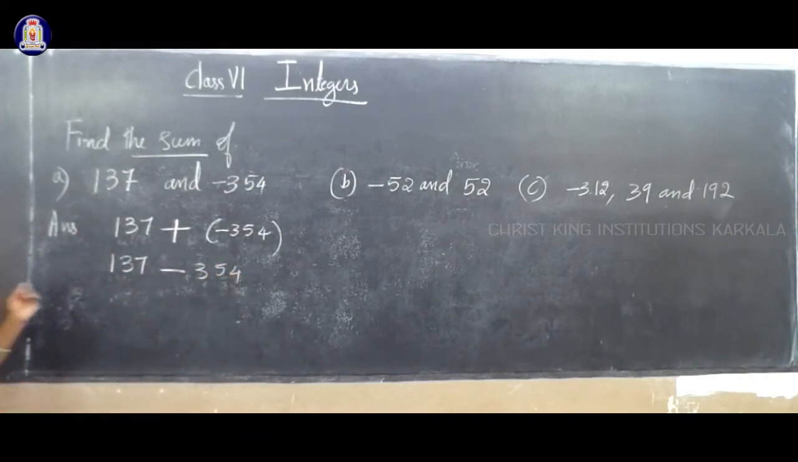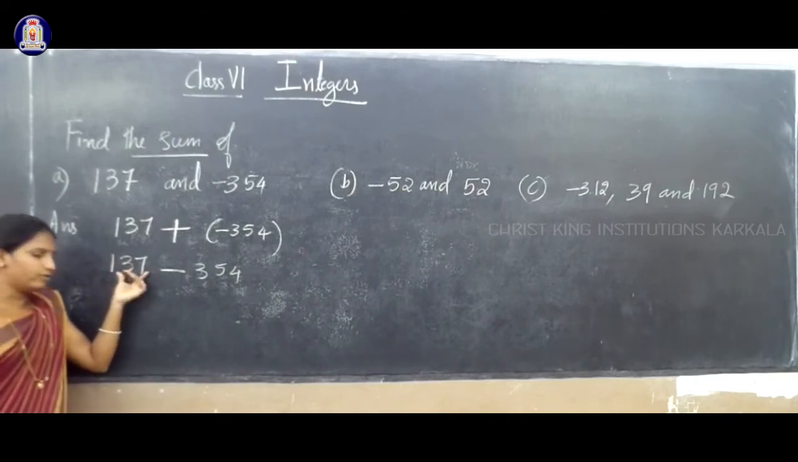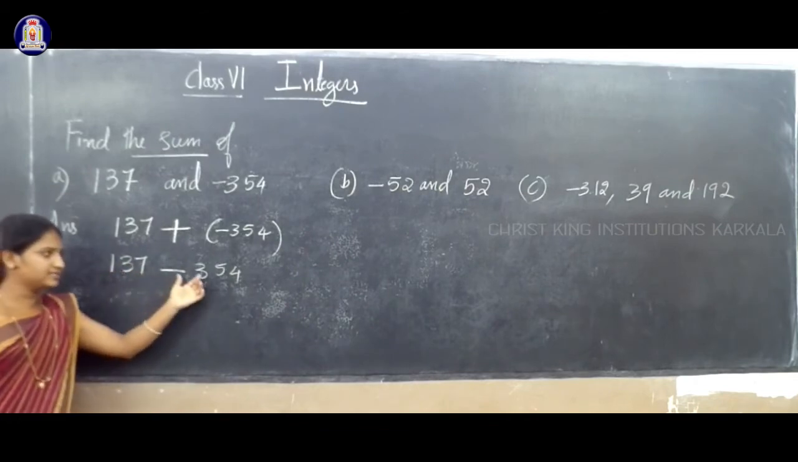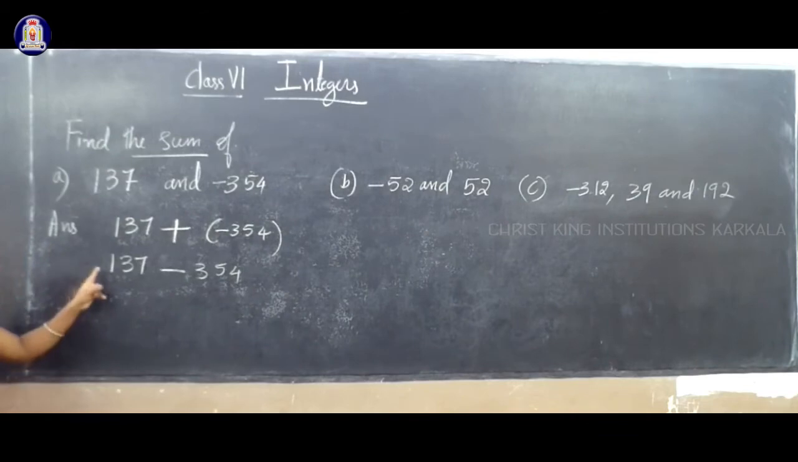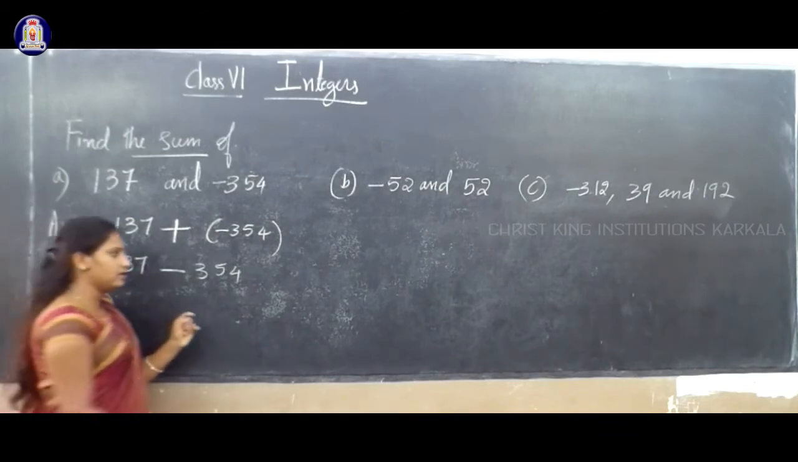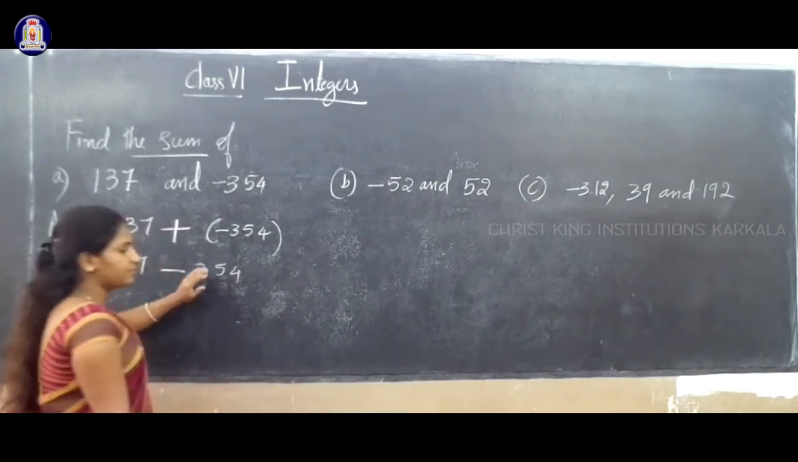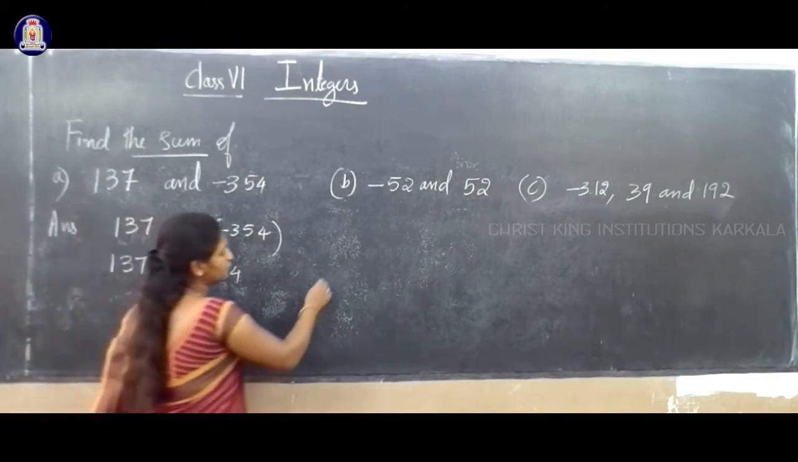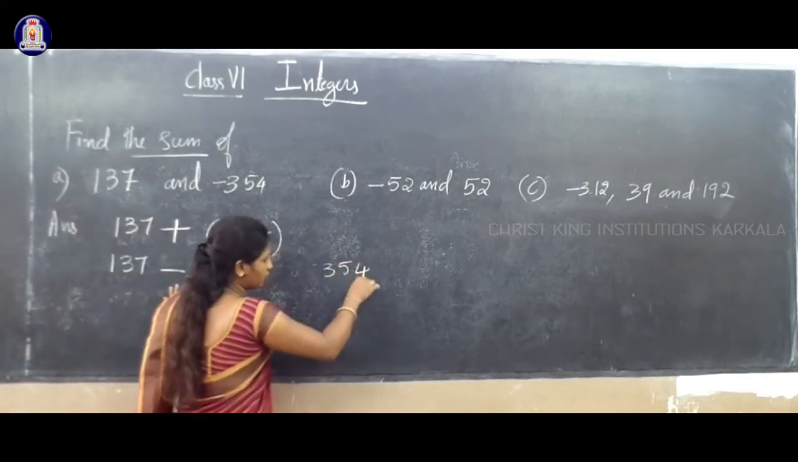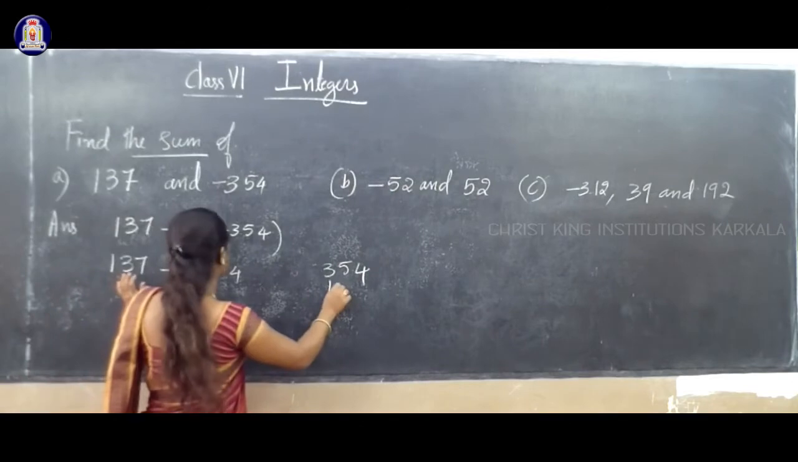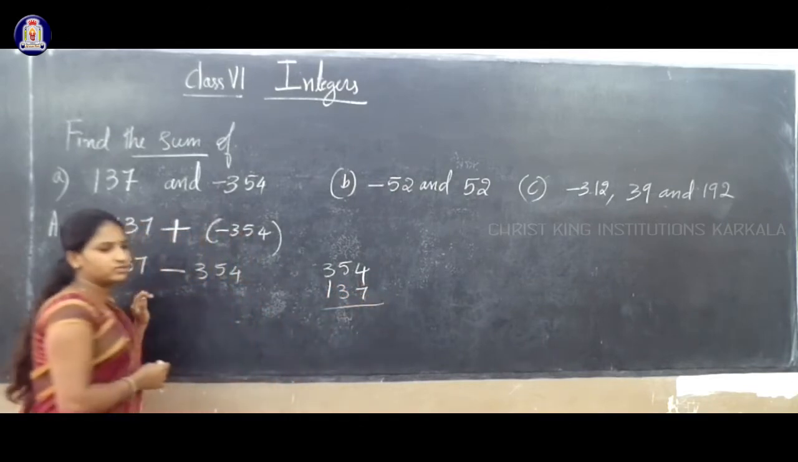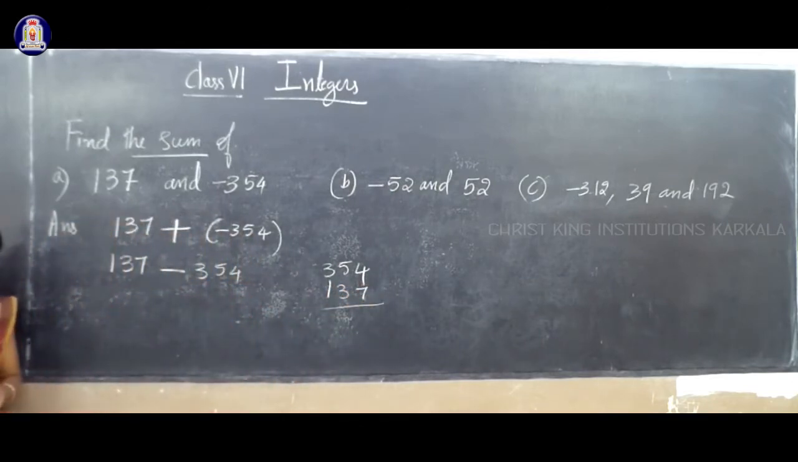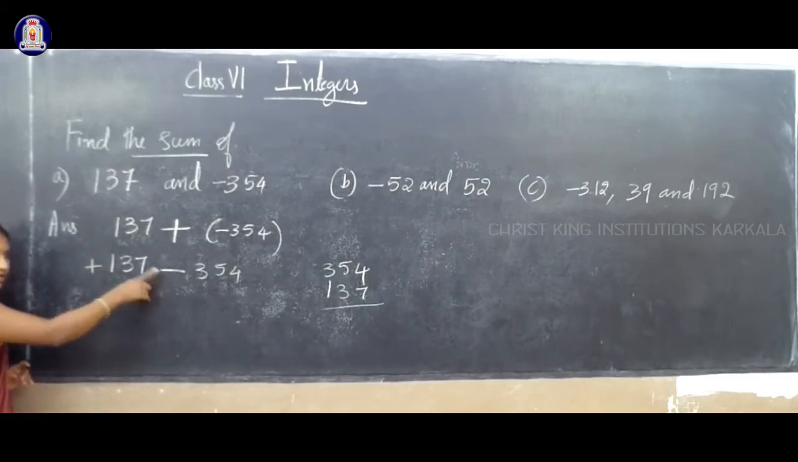Clear? So next, 137 minus 354. Here the sign is plus, here the sign is a minus. So now the greater number is 354. So write 354 minus 137. So you have to subtract. Why subtraction? Because the sign is different. The sign is plus here, and here the sign is minus.